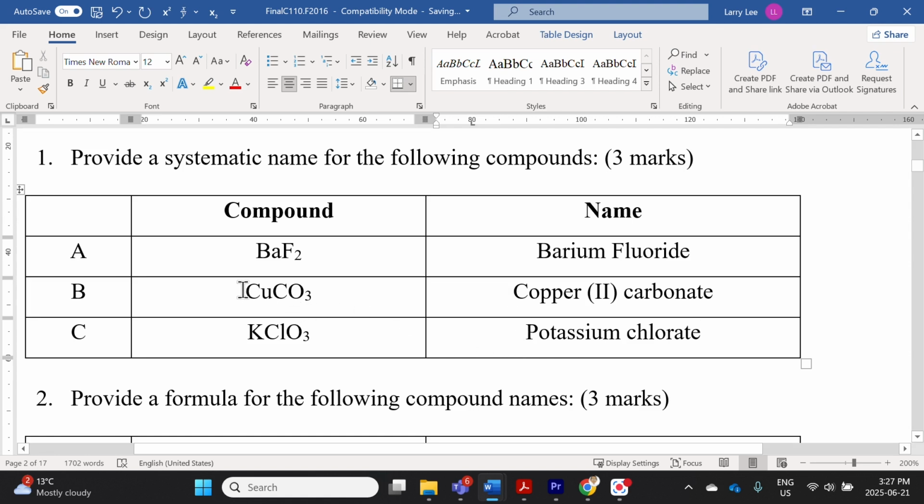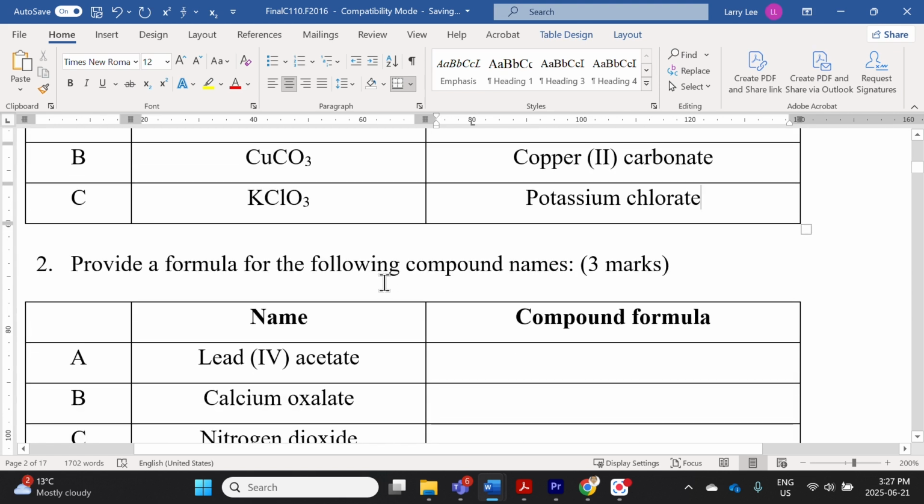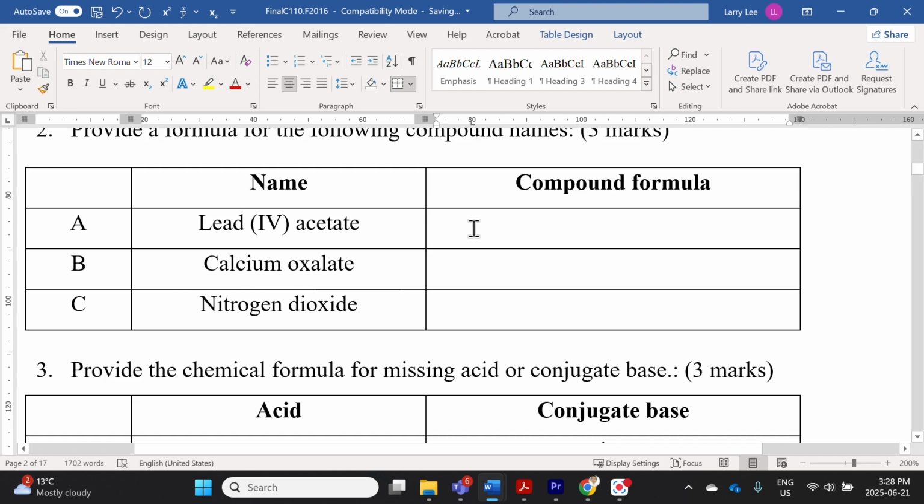Also, remember that group 3 to group 12, columns 3 to 12, are transition metals. They need a Roman numeral. Some of the other elements to the right of group 12 also need a Roman numeral, and you can see it in the common ion table. Here is a series of them. Again, go to the common ion table and you'll find these names there.